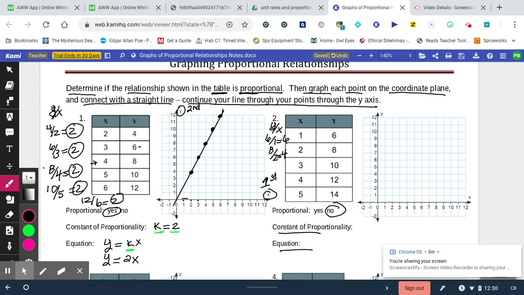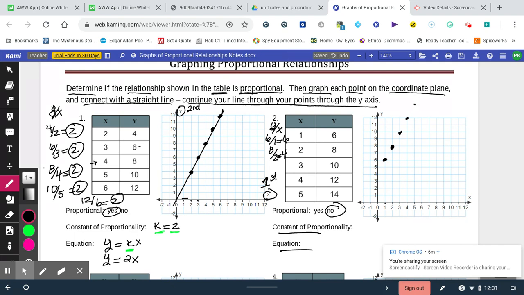So I'm going to plot, or graph, these points. 1, 6: that's to the right 1 and up 6. 2, 8: to the right 2 and up 8. 3, 10: to the right 3 and up 10. 4, 12: to the right 4 and up 12. And 5, 14. My graph is going to be a little off, but it will be somewhere up here, okay?